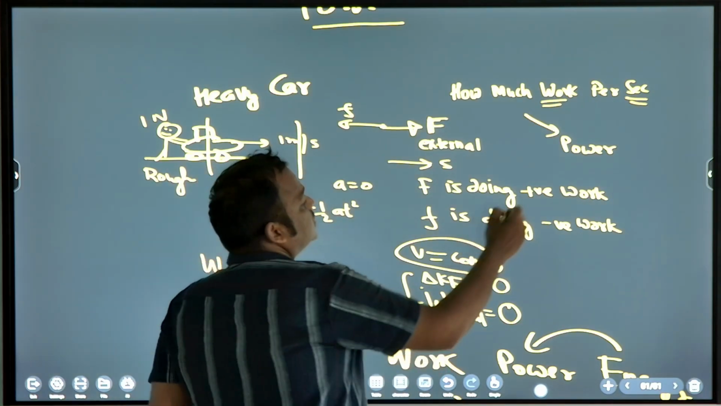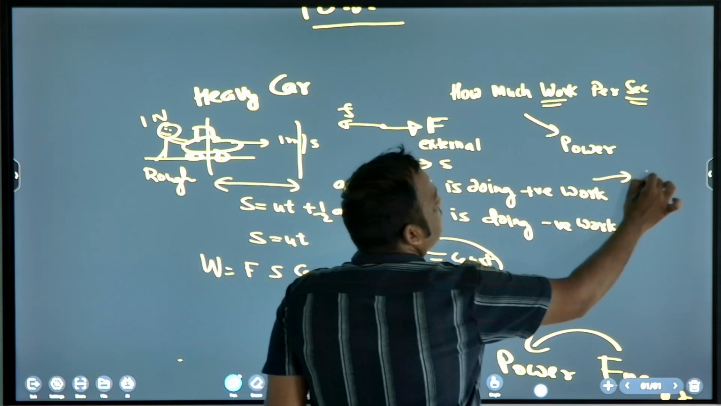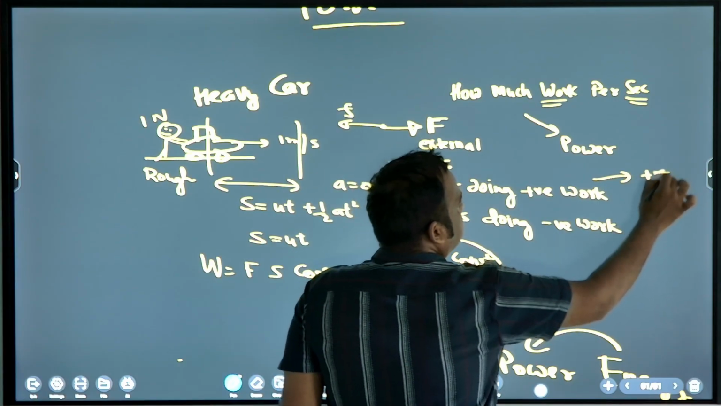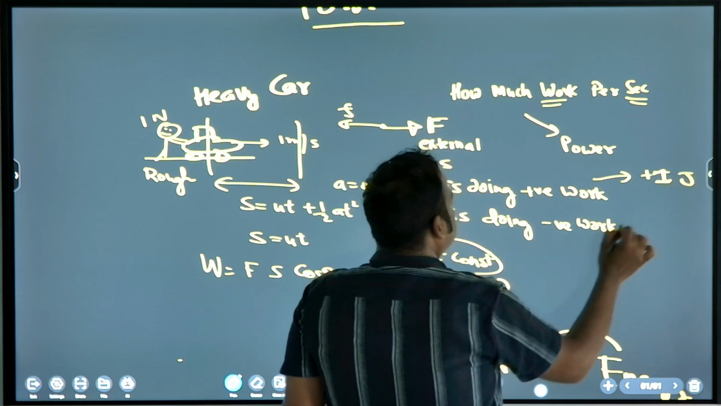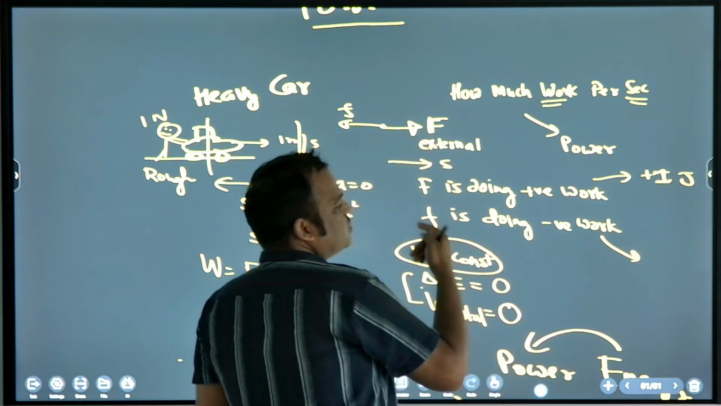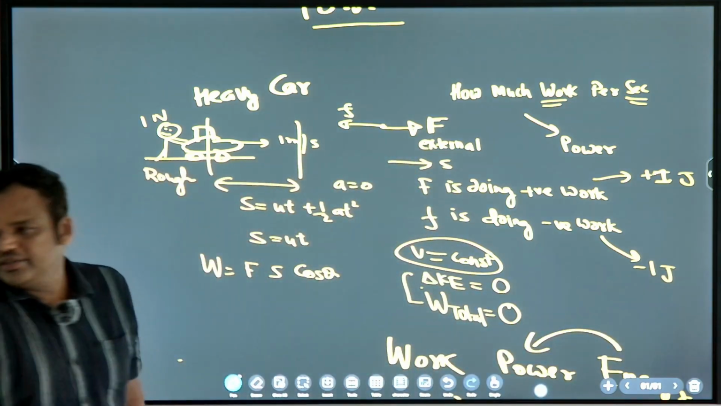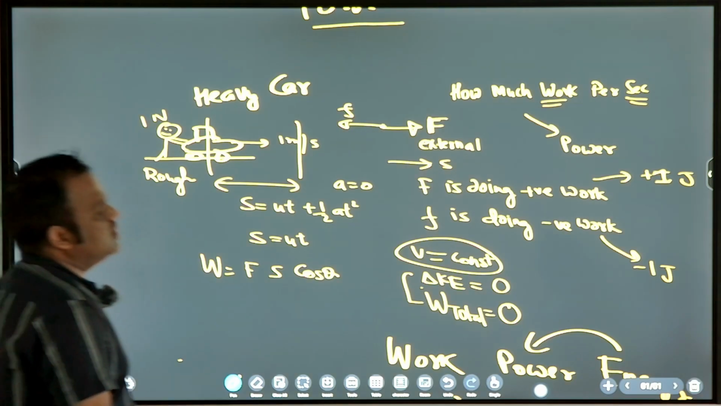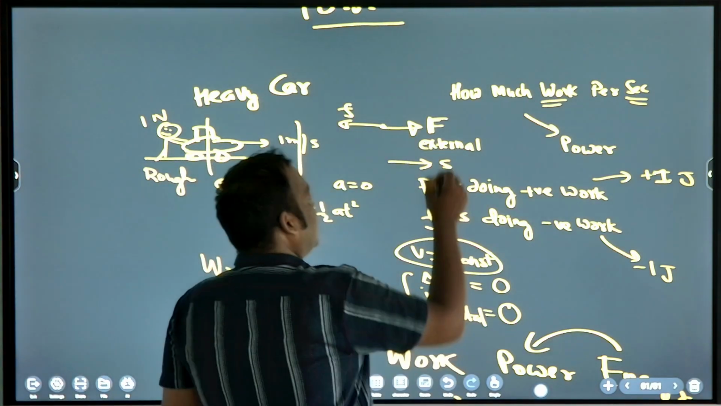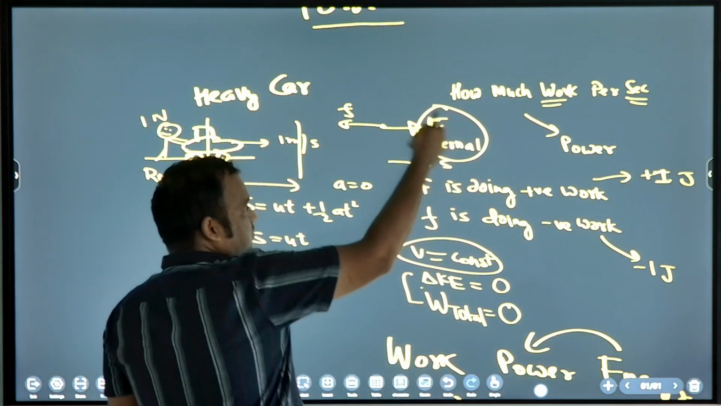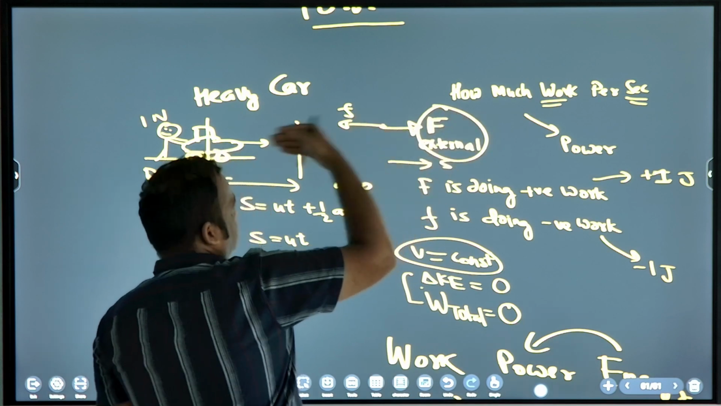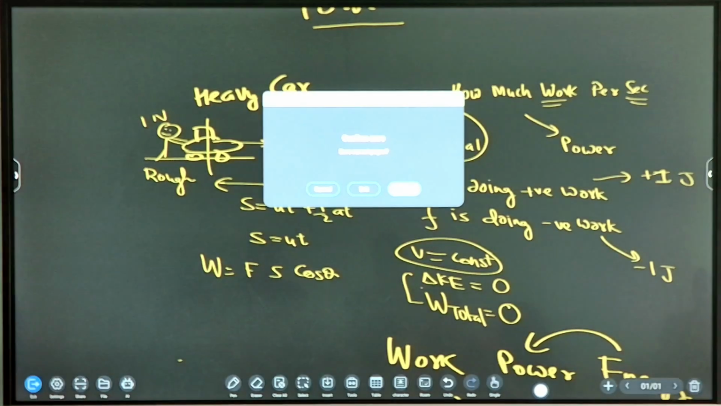So suppose capital F is doing plus 1 joule. How much is small f doing? Friction is doing how much? Minus 1 joule. Correct? So total work done is 0. But actual work done is there. Capital F is doing work. Friction is doing negative work. Are you getting or not?